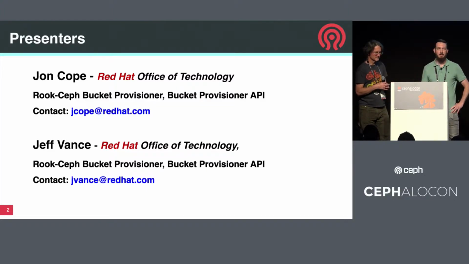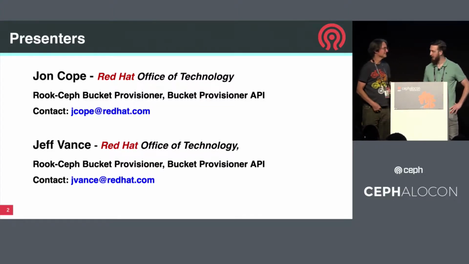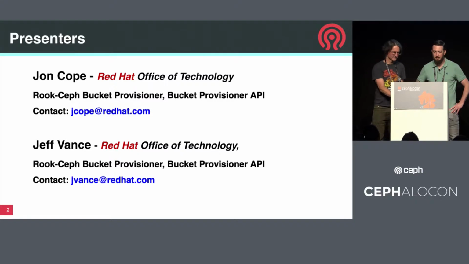So I'm John Cope. I work for Red Hat in the CTO office. Jeff and I work closely together on this project. We authored the Rook-Ceph bucket provisioner, which is the primary subject of this talk, and the bucket provisioner API, which we'll also address. It's a library that we use to implement the provisioner.